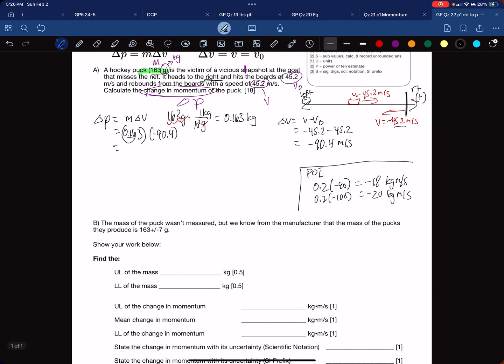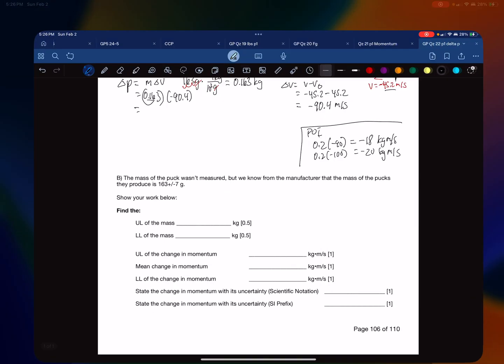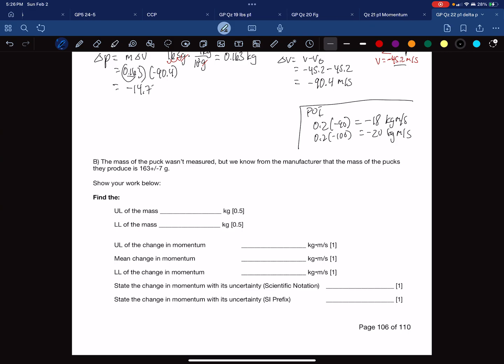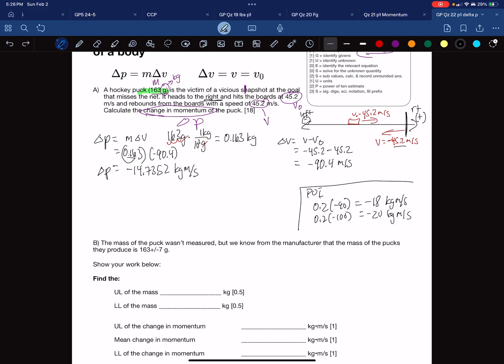So then we plug this into our calculator. 0.163 times a negative 90.4. And that gives us negative 14.7352. Negative 14.7352 kilogram meters per second. That's our change in momentum. And if we compare that number, minus 14 is about minus 18, similar sizes. So our answer in the formula and our power of 10 estimate kind of agree. So this is our unrounded value.